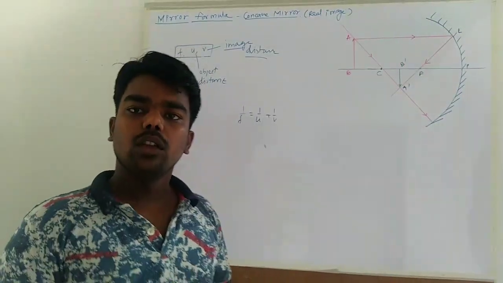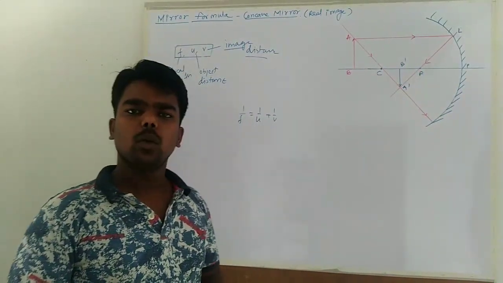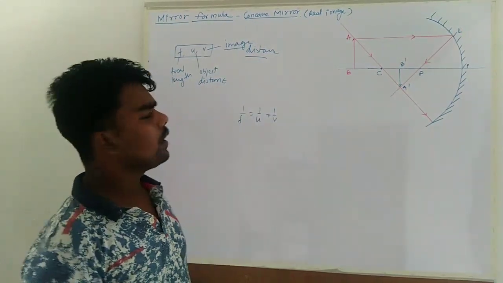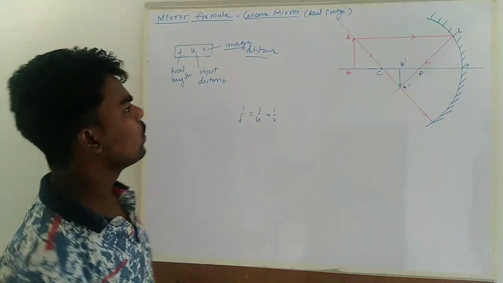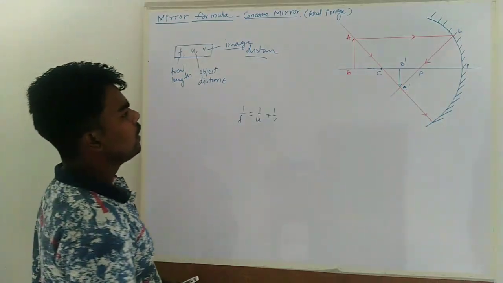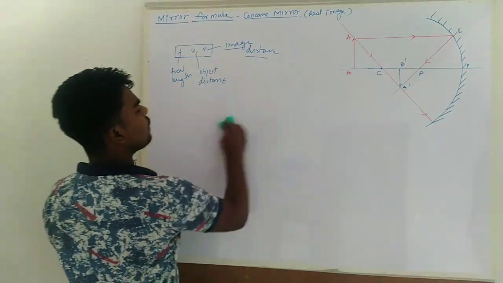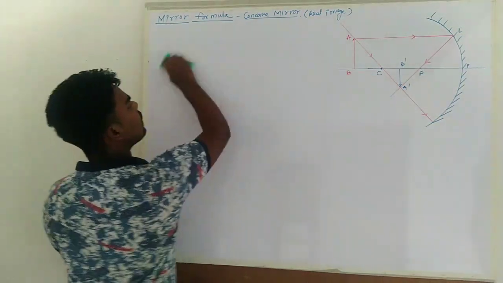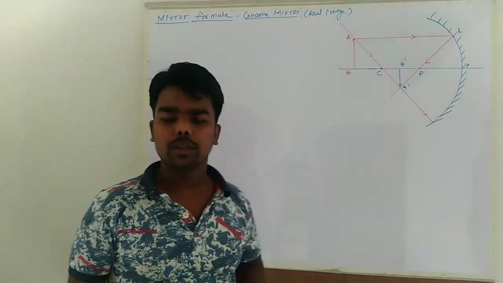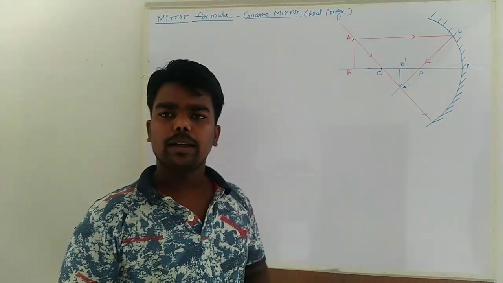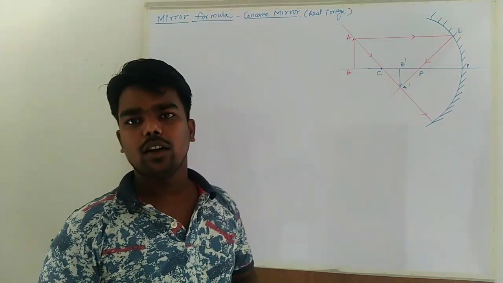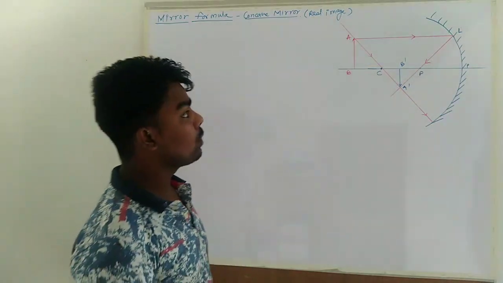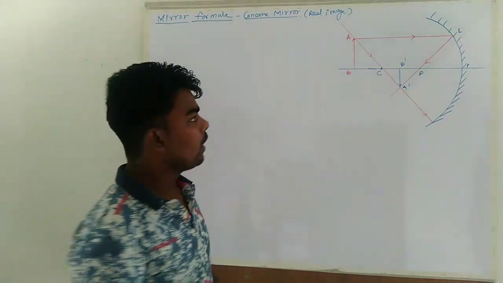For deriving that relation we need a little bit of geometry which we studied in class 10. Starting the derivation, we need the concept of triangle similarity, and I think all of you know about triangle similarities, so I am not going to explain that in detail.